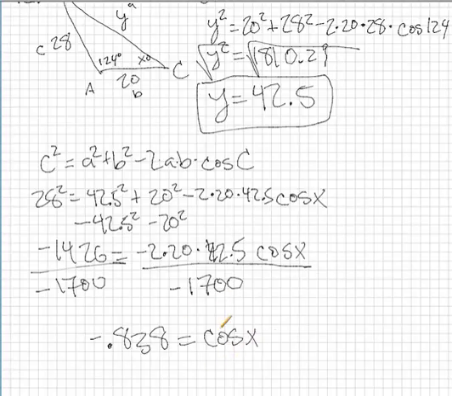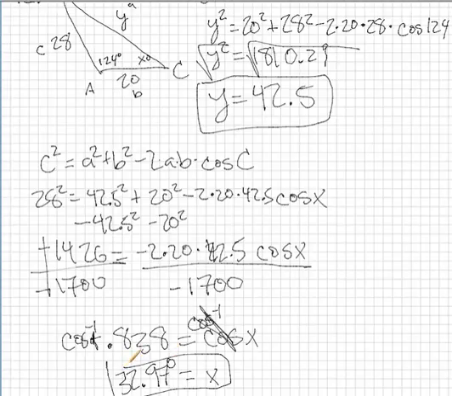So now what we want is we still want x by itself. And actually this is positive because the negatives cancel out. So what we need to do is take the cosine inverse of both sides. Cosine inverse, so this cancels out, so it's just going to be x equals the cosine inverse. And that is what we're going to put into our calculator. And this equals 32.97 degrees. And that's our answer right there.